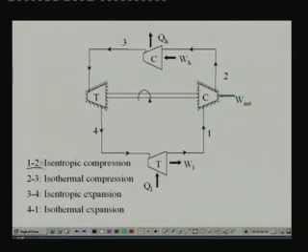First process 1 to 2 is isentropic compression, process 2 to 3 is isothermal compression, process 3 to 4 is isentropic expansion, 4 to 1 is isothermal expansion. So, this can be achieved either by using a closed system concept or an open system concept. For example, you can have isentropic compression, expansion, etc. using a piston cylinder device, in which case the system becomes a closed system. Or you can also have an open system where there is a steady flow of the working fluid through each component. The example I have shown here is for an open system. Typically, steady flow energy equations can be applied to each of the components.